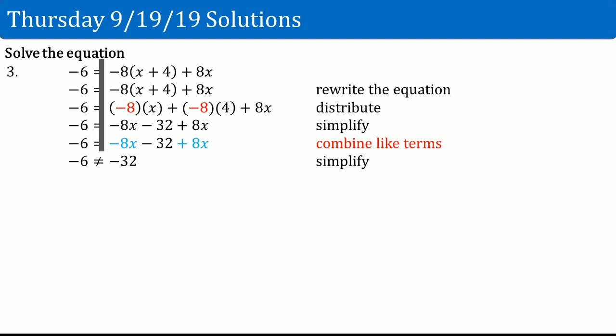My left-hand side is negative 6. On my right-hand side is the negative 32. Negative 6 is not ever equal to negative 32. You would actually say this is no solution.